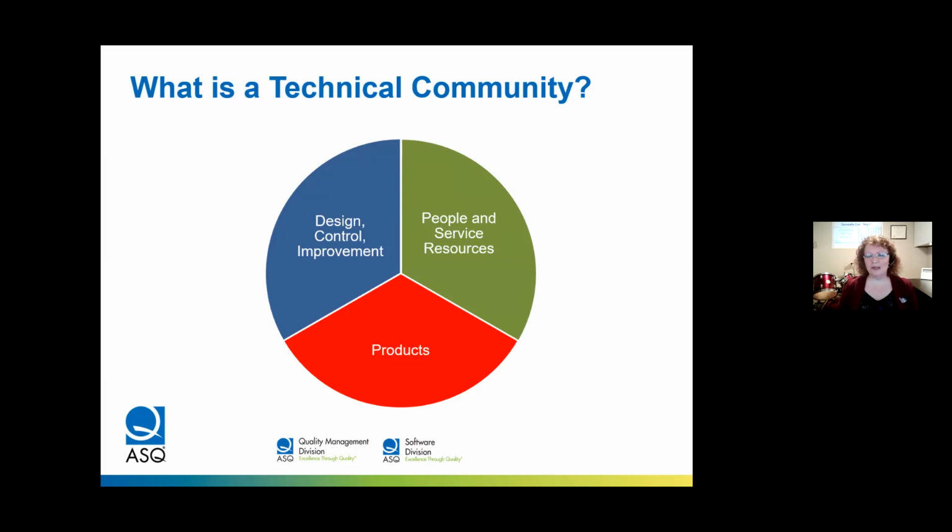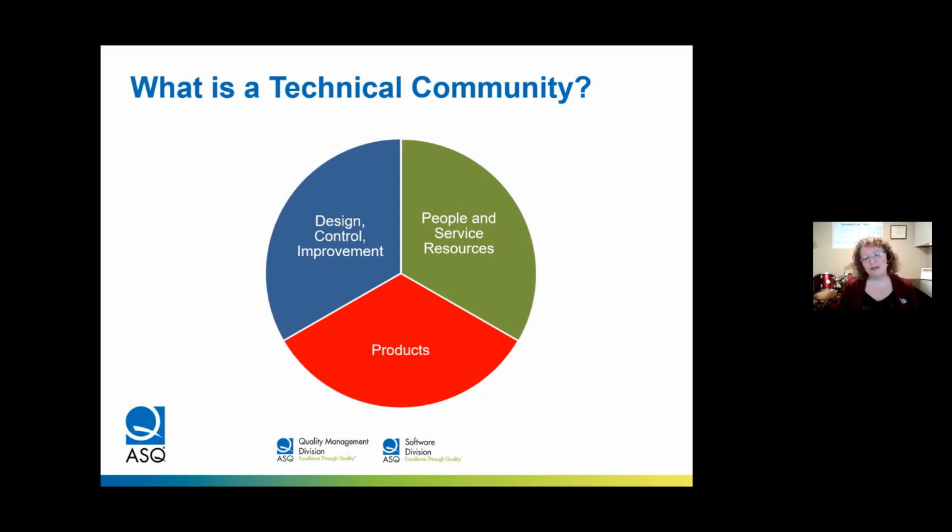The technical communities themselves focus on various critical functions or areas that can improve the quality profession. They're not geographic. That's related to a different structure. When we talk about the global technical communities, they reach out to everyone, regardless of geography. So it's not like your own section, section 411 or the Philadelphia section or one of these other sections. This is a global technical community.